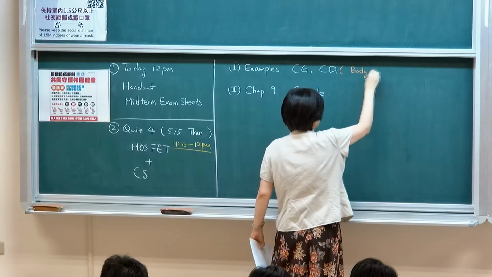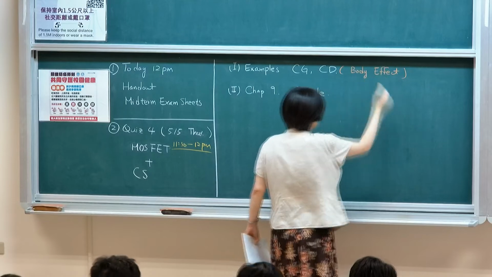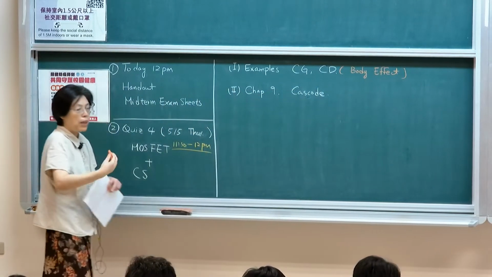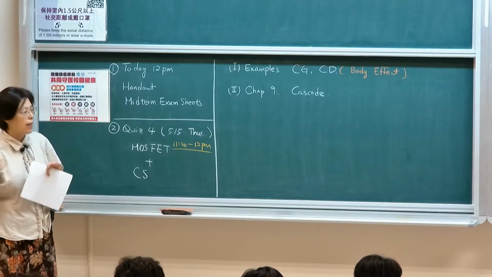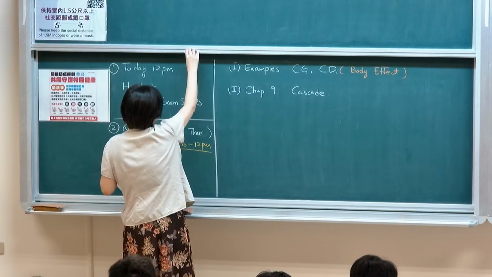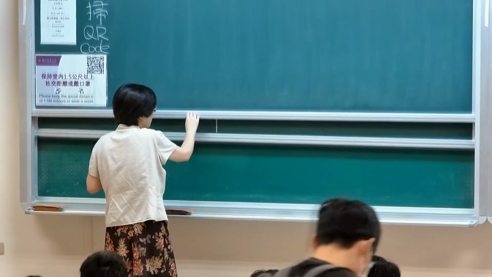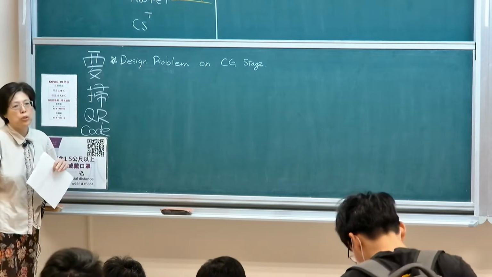We didn't actually address the effect of, I think I talked about body effect a little bit. I'm just going to explain how that affects particular circuits in terms of analysis. Why do you need to take care of that, or consider body effect, the effect on circuit analysis? Then we're going to move on to chapter 9.